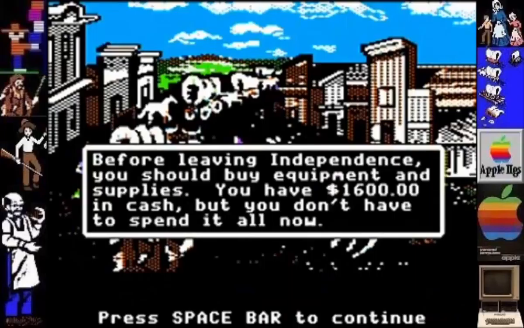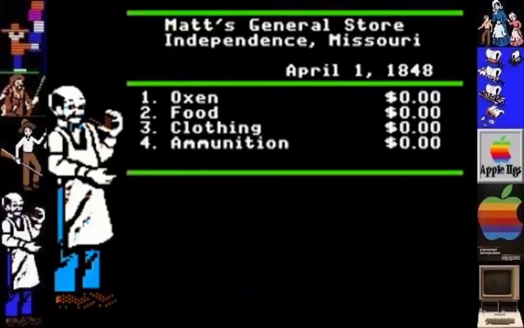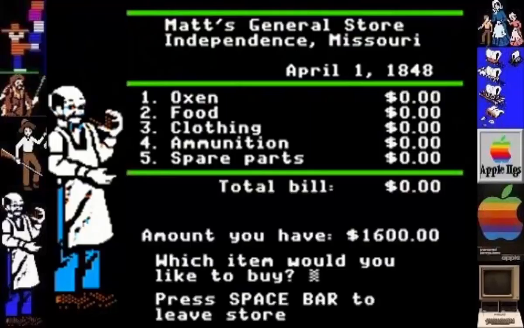Okay, before leaving Independence, let's go to Matt's General Store. You need all these kinds of supplies from the bald-headed person who looks kind of like Howard Finkel from the old WWF going into WWE, and then he got his clothes ripped off by a bunch of divas, if anybody remembers that.